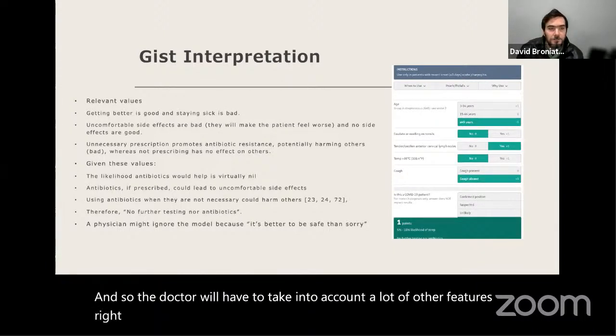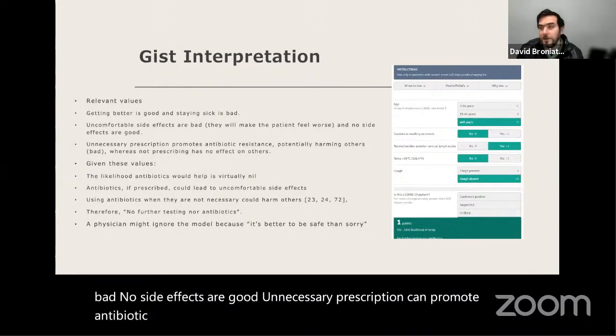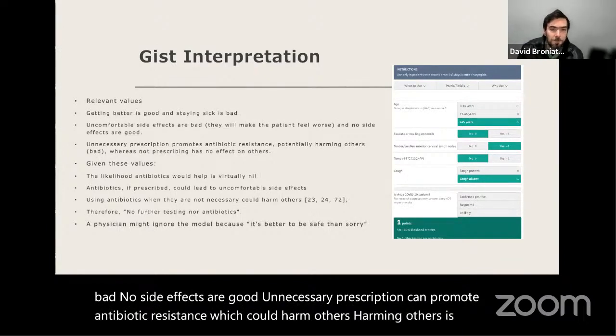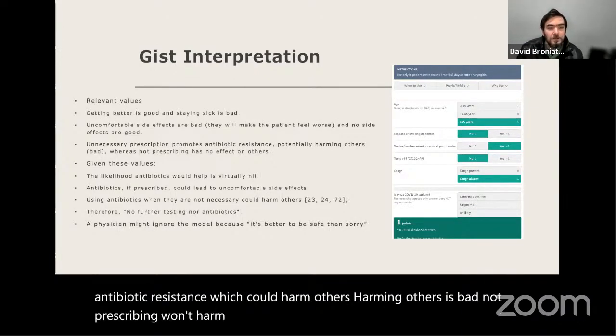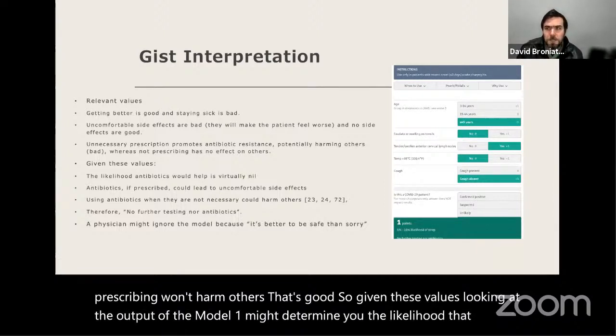Including what's the likelihood of side effects? Side effects are bad, no side effects are good. Unnecessary prescription can promote antibiotic resistance, which could harm others. Harming others is bad. Not prescribing won't harm others, that's good. So given these values, looking at the output of the model, one might determine the likelihood that antibiotics would help is basically nil.